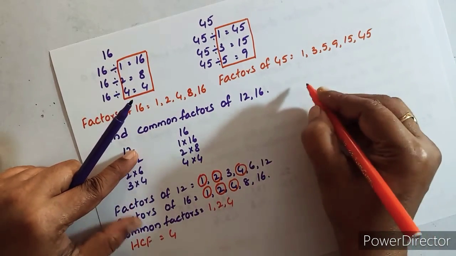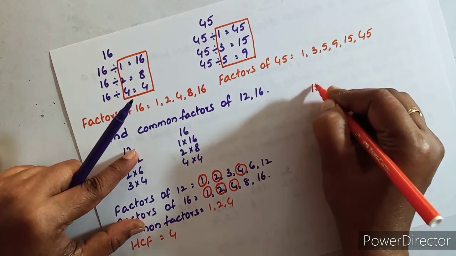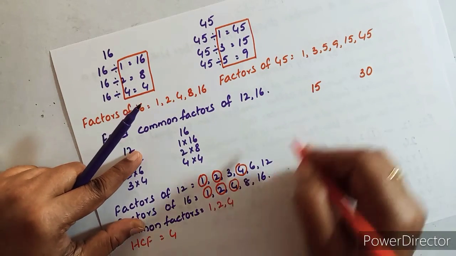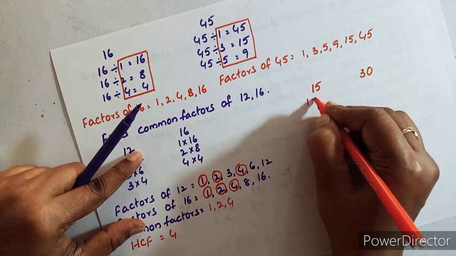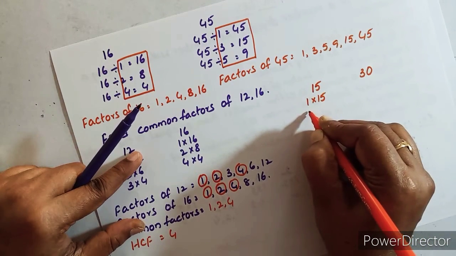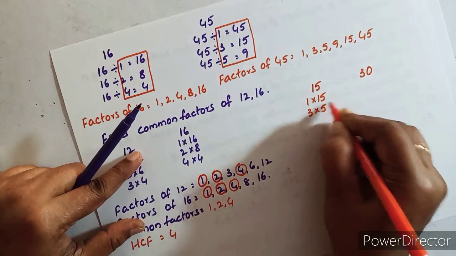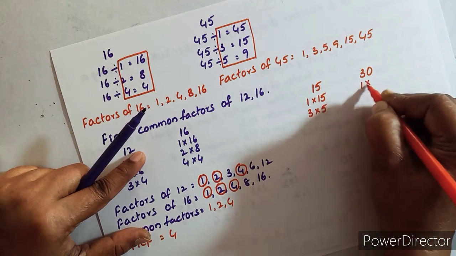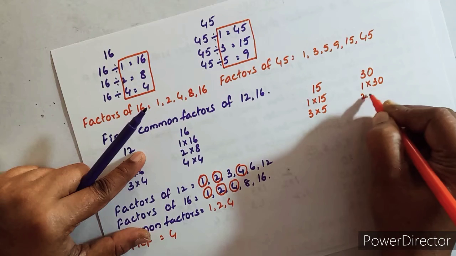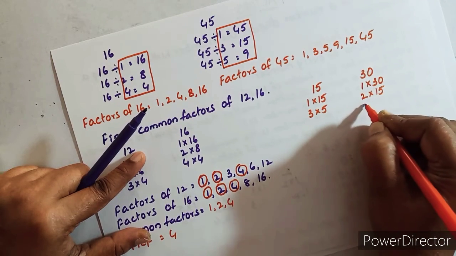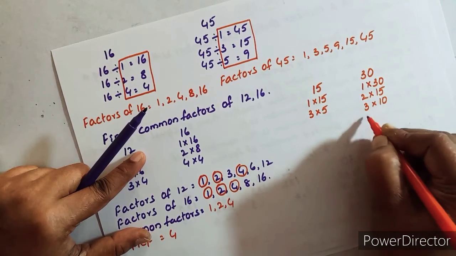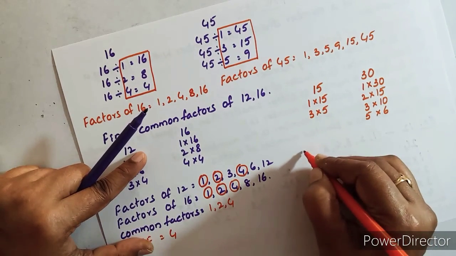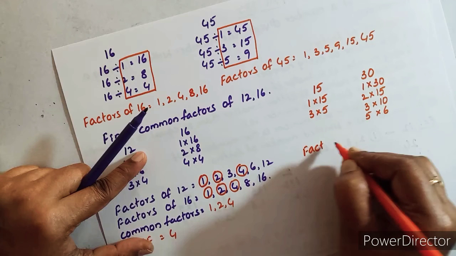Let us try with one more example. 15 and 30. Let us find the factors for 15 first of all. 1 into 15, and 3 into 5. Anything else? No. So let us try the factors for 30. 1 into 30, 2 into 15, 3 into 10 and 5 into 6. That's it.